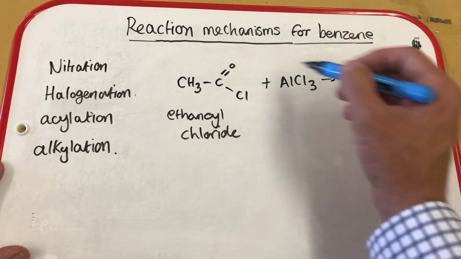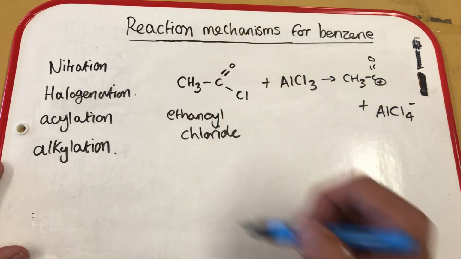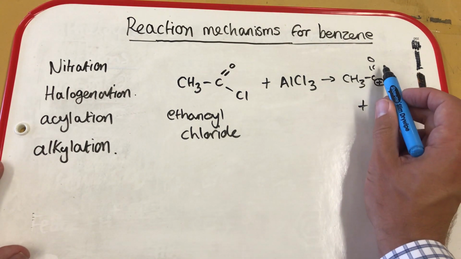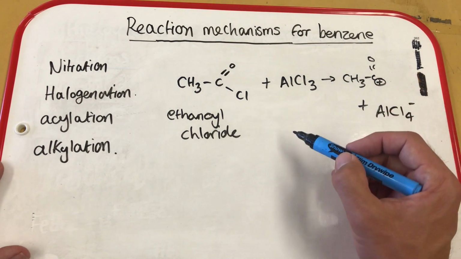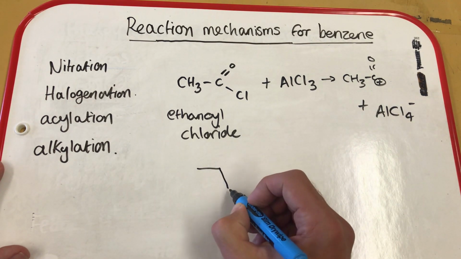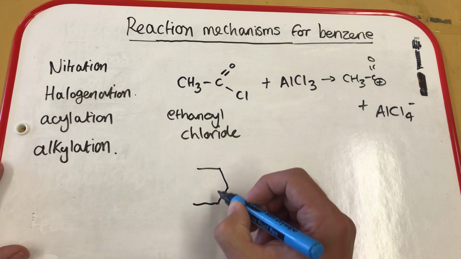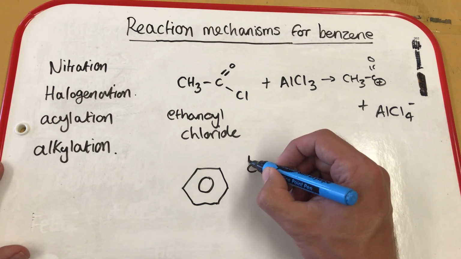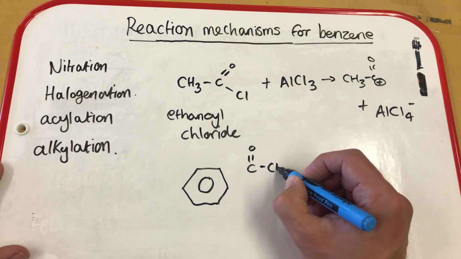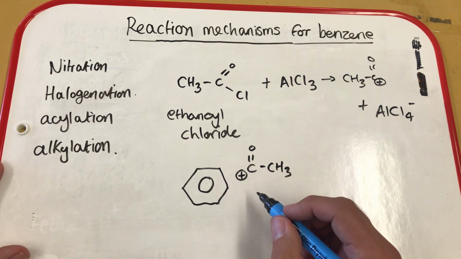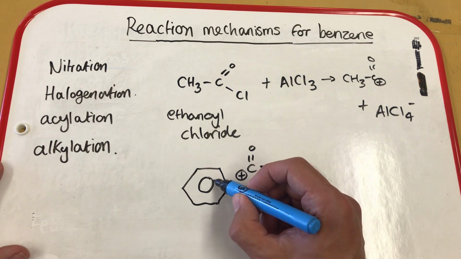Now remember, all these mechanisms, all these reactions are electrophilic substitution. So we're going to substitute the acyl group onto a benzene in replacement of a hydrogen. So this is a benzene ring. My acyl chloride is here. Sorry, go back. My electrophile is here. This is not an acyl chloride anymore because the chlorine's been removed.